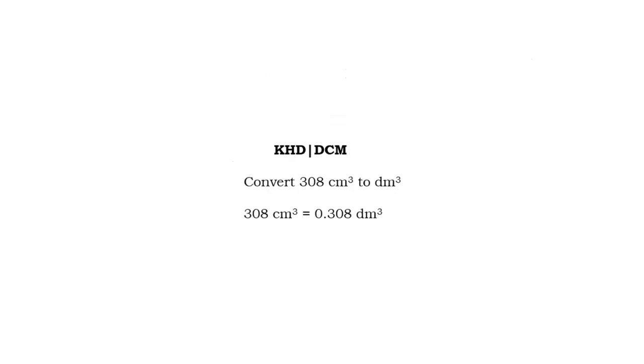So remember, King Henry David usually drinks chocolate milk. We're going to convert. If we convert 308 centimeters cubed to decimeters cubed, we talked about this the other day. So remember, centimeters to decimeters is one shift to the left, but cubed is 3 shifts to the left. 1, 2, 3. So it's 0.308 decimeters cubed if you ever need to convert that.